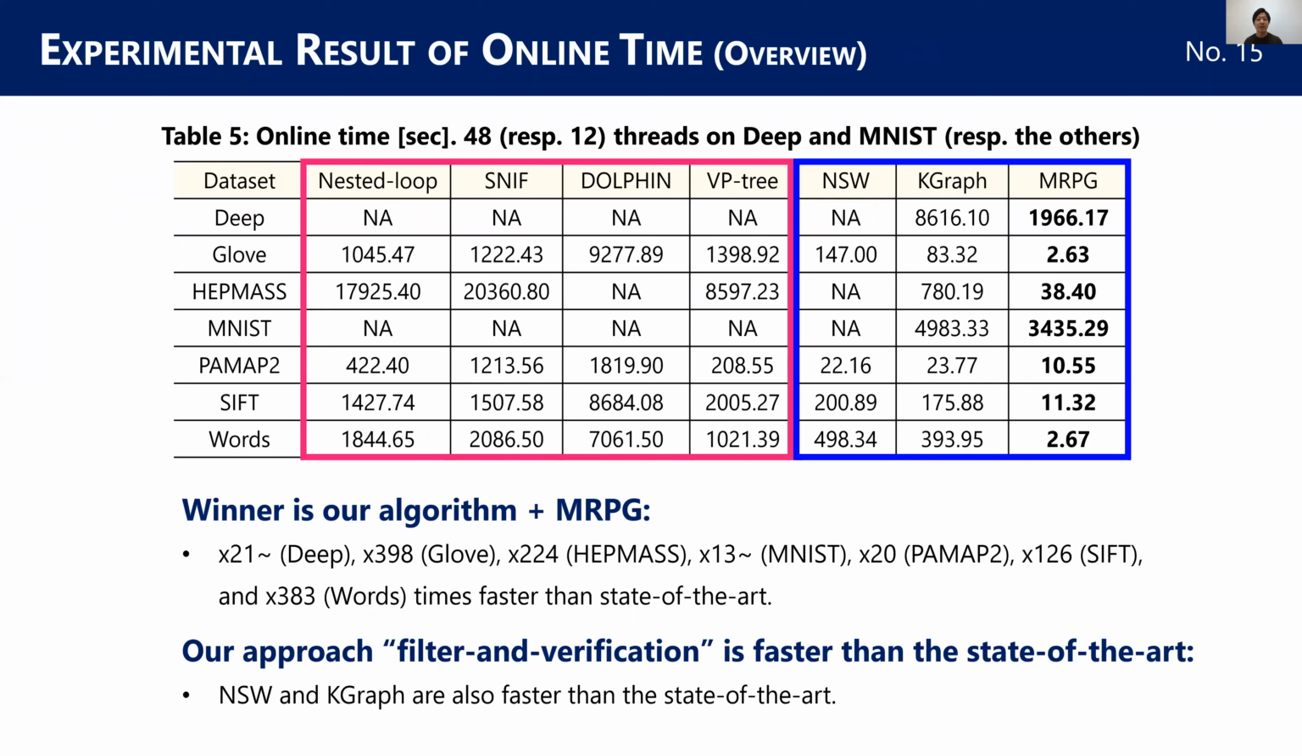Next, online time. The winner is our algorithm with MRPG. It is much faster than the best among the state of the art. The red box shows the result of the state of the art. The blue one shows the result of our algorithm with proximity graph. From this comparison result, it is clear that our approach, filter and verification, with proximity graph is faster than the state of the art.